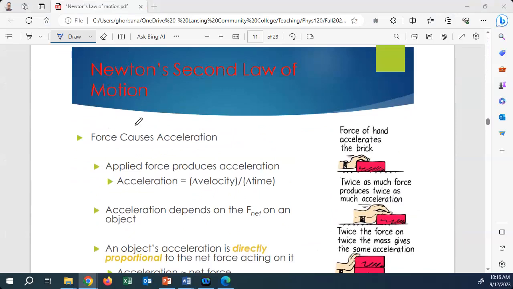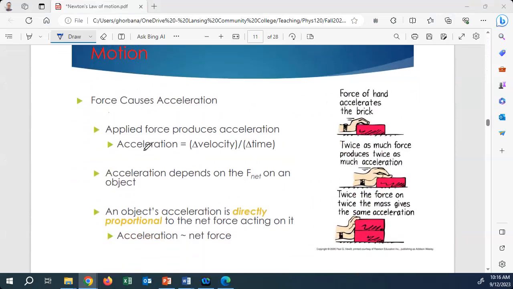So, the acceleration is directly related to the net force. The more force, acceleration is sigma F divided by m. Acceleration is directly related to the net force. More force, more acceleration. Less force, less acceleration. But the acceleration is inversely related to the mass. If you increase the mass, acceleration decreases. If you decrease the mass, acceleration increases.